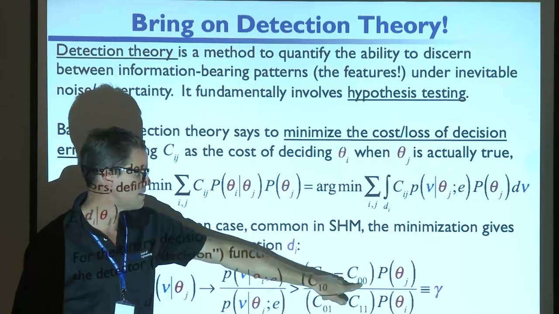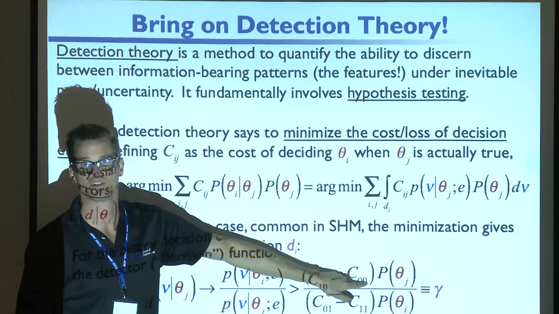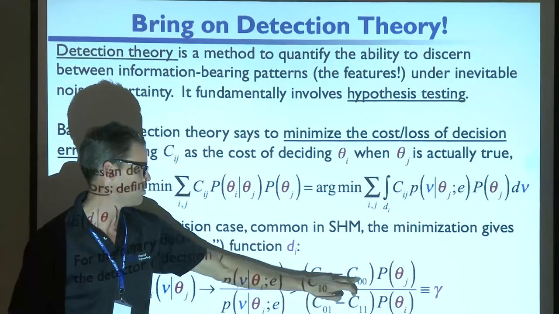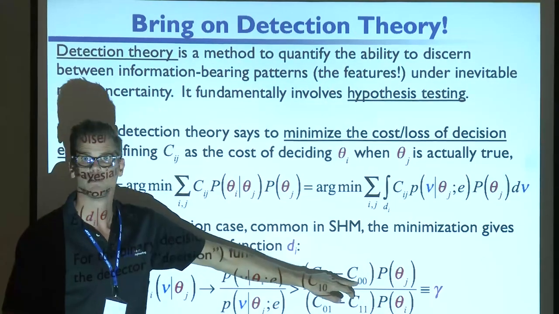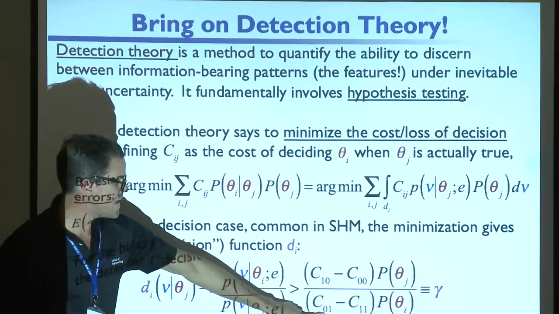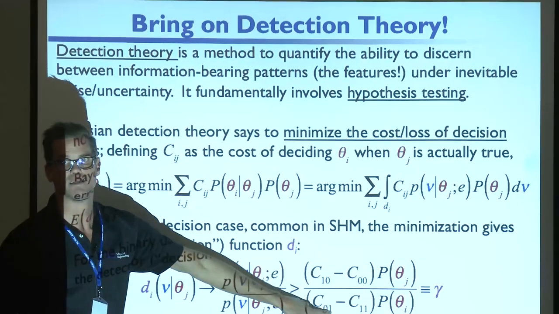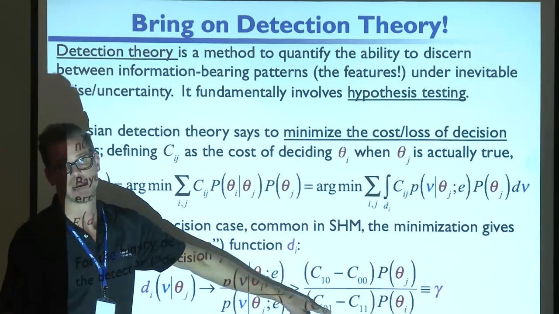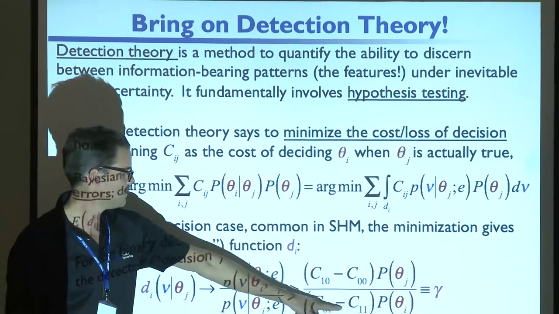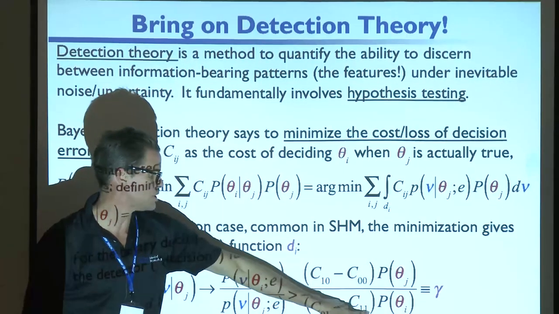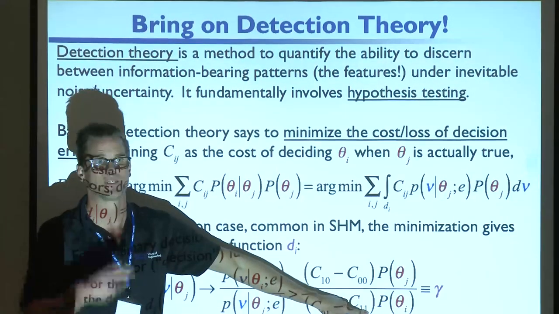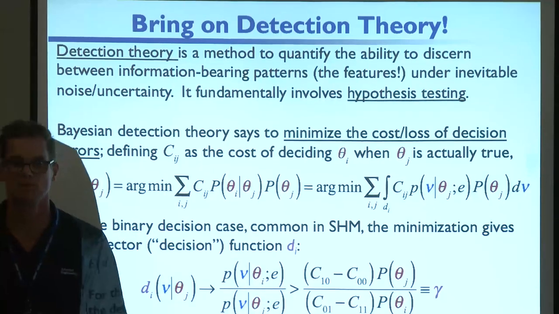C00 is saying it's not damaged when it is not damaged. That's just the cost of doing business, whatever it is, normal operation. Usually you can normalize by that and let it be one. C01 is saying it's not damaged when it is. That's your insurance company saying, well, that's 187 lives times however many million dollars per life. And then the cost of saying it's damaged when it in fact really is damaged, you still have to take it out of service, you still have to inspect, you still have to do maintenance, and so forth.